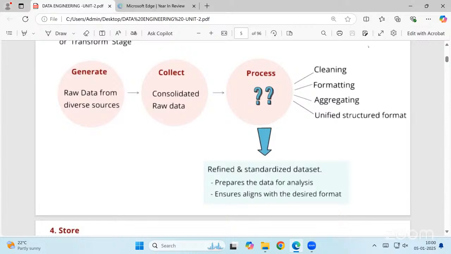Aggregating means summing up all those materials into one thing, adding them under a unified and common structure. So this entire task is what we do in the process phase. The same is applicable for data also. Once you consolidate it, what are you going to do?